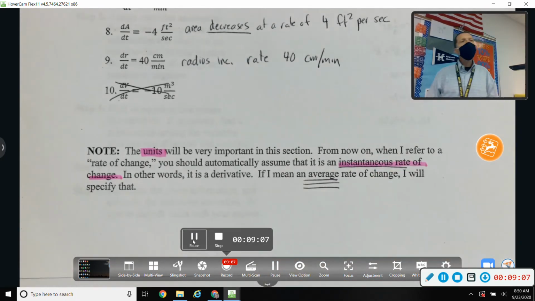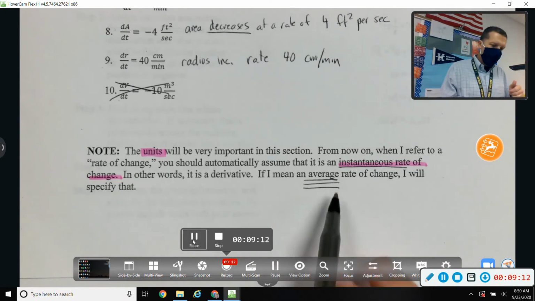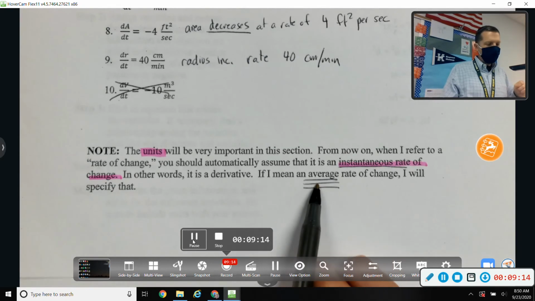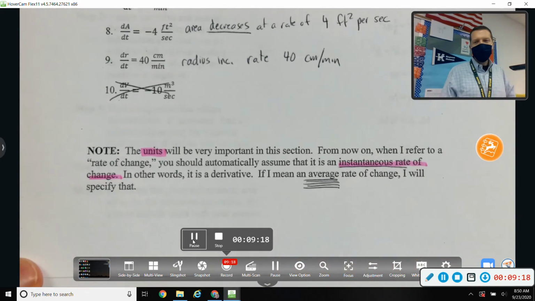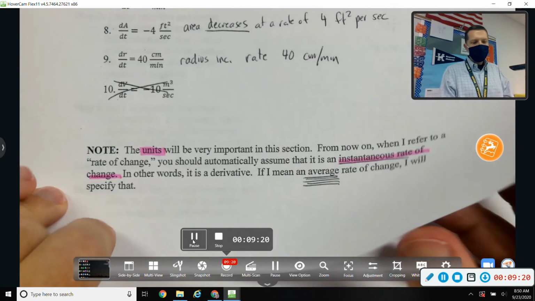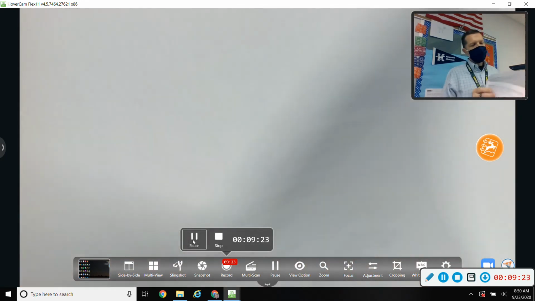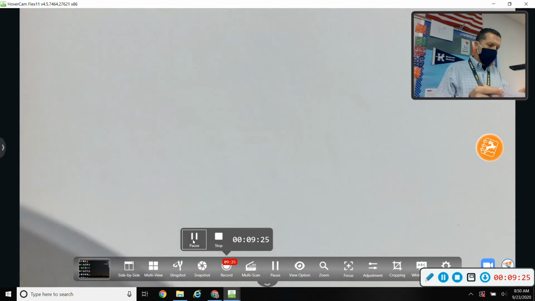So generally speaking, we'll be doing calculus in here. Occasionally, we'll sneak in an algebra problem. So you can set your brain to calculus and just know that if average shows up, that's an algebra problem. All right.